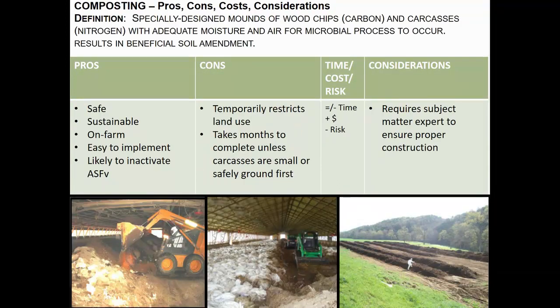Composting involves placing carcasses on a 1-foot layer of wood chips, covering the carcasses with another foot or so of wood chips or similar material. It's very effective. It gets hot, upwards of 140 degrees Fahrenheit or more. Can be done on farm. And is relatively easy to implement. However, composting whole adult swine carcasses can take up to a year before they fully decompose, and the compost is quote-unquote finished, so to be released from quarantine.